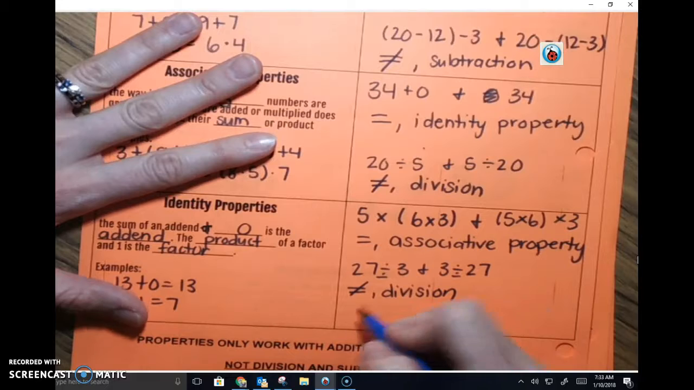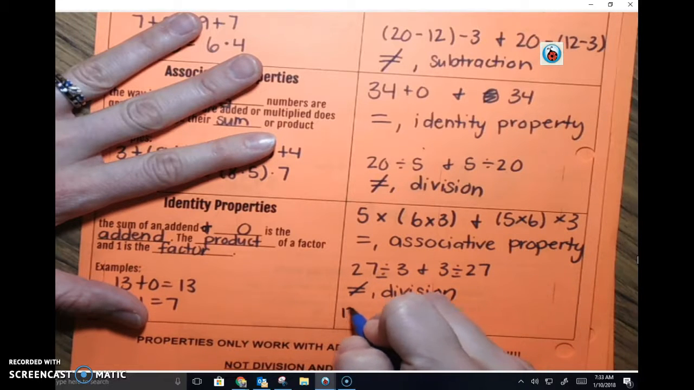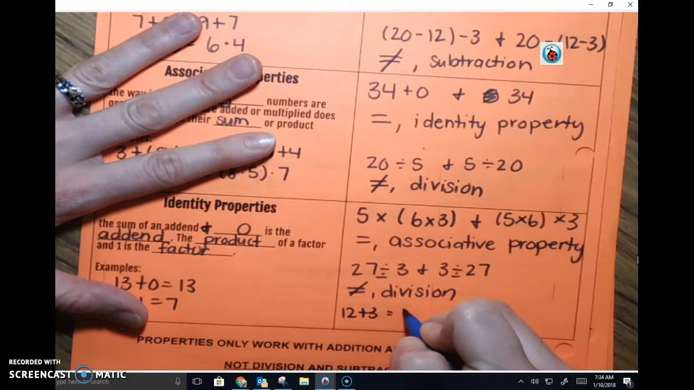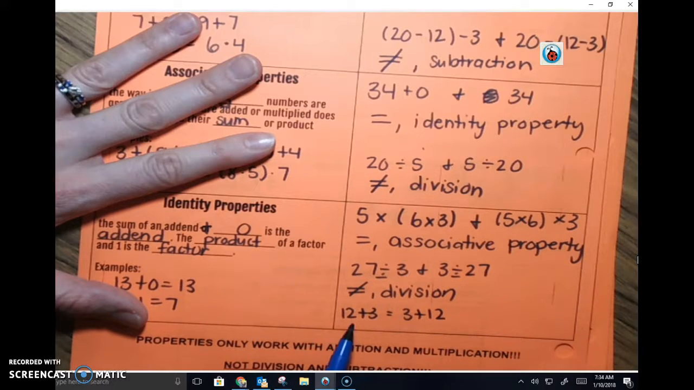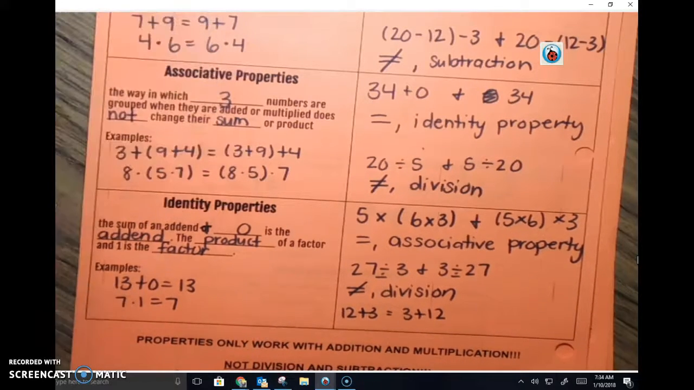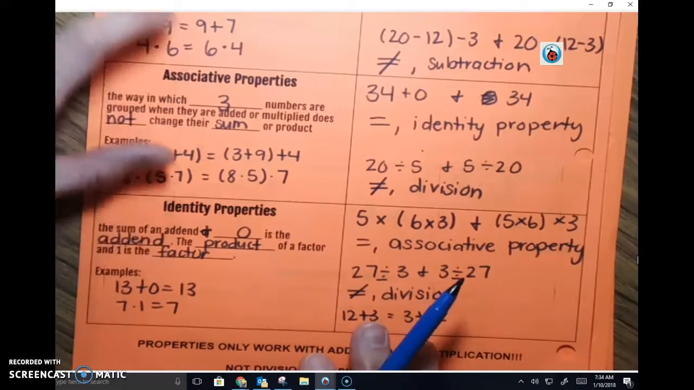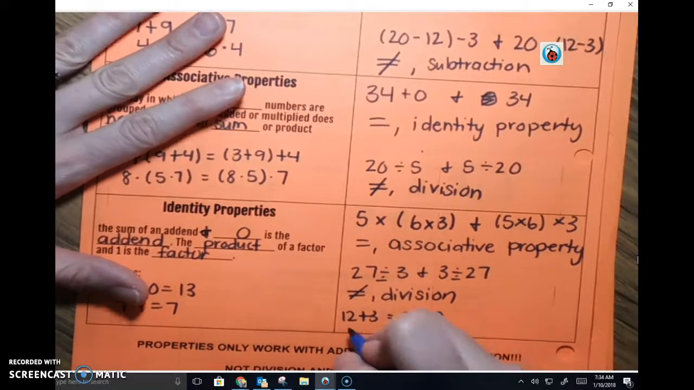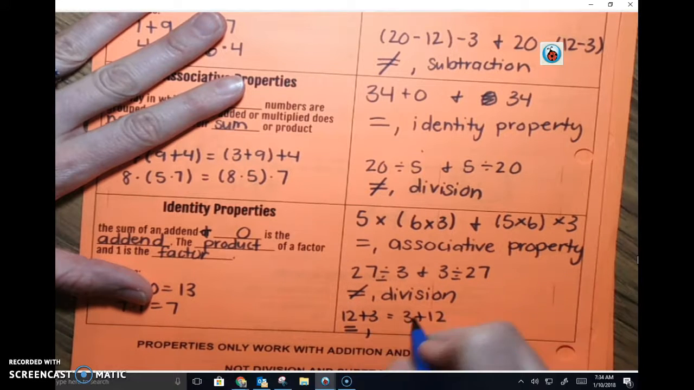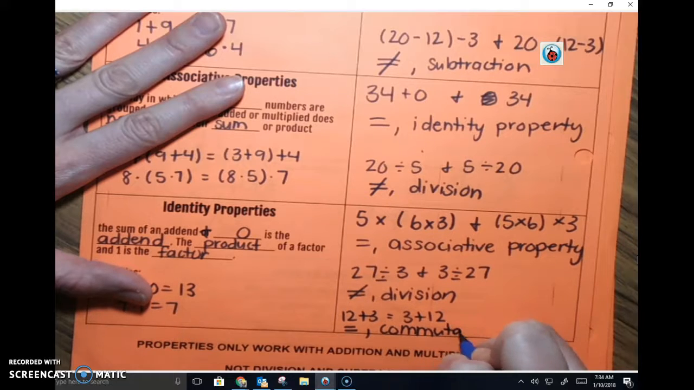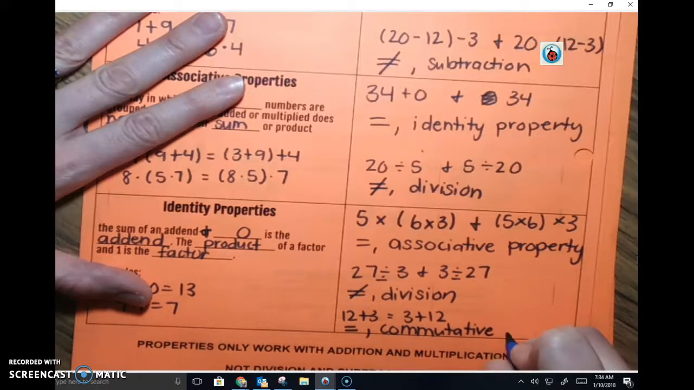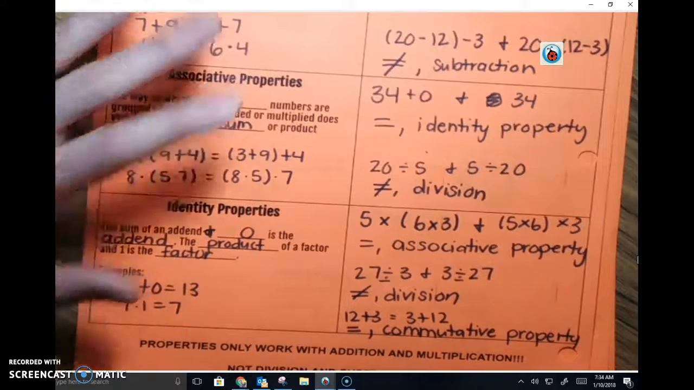Our last one we're going to do is 12 plus 3 and 3 plus 12. Do you notice it's addition, so it has to be some sort of property. If we look over at commutative property, that will tell us that that's what it is. So it's equal, and you're going to write the property name. And that's all there is to it.